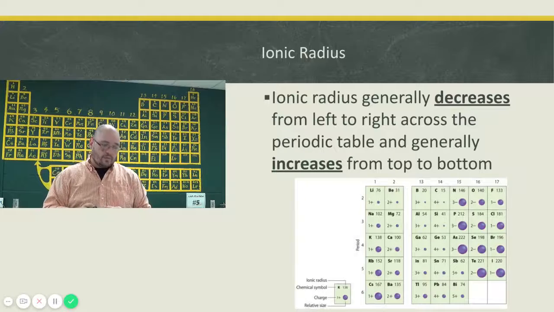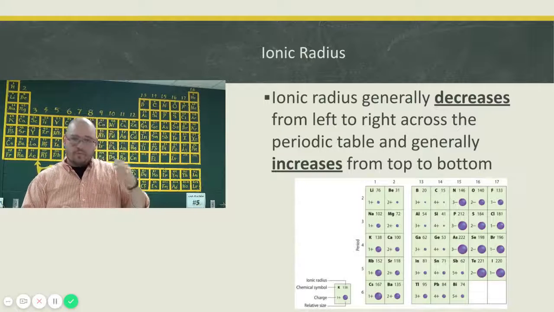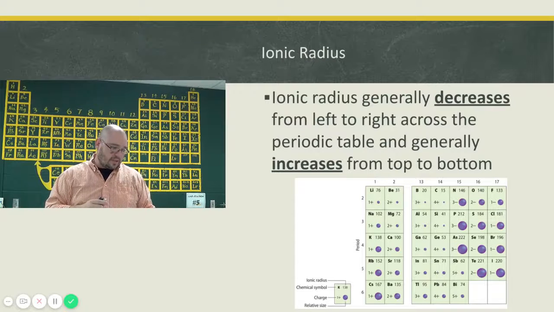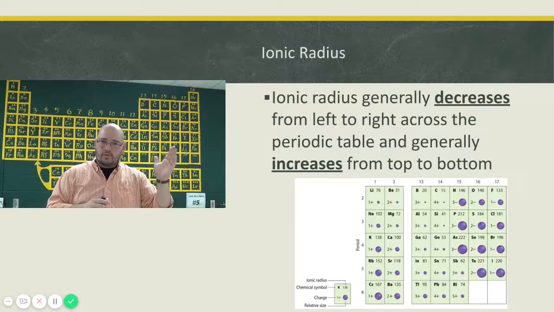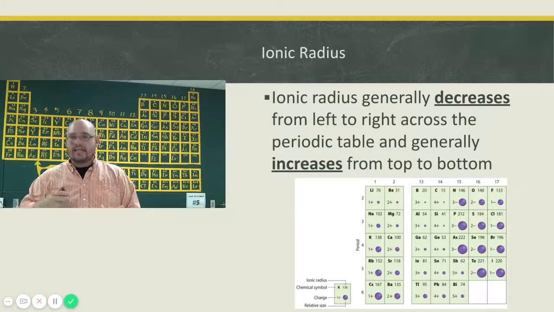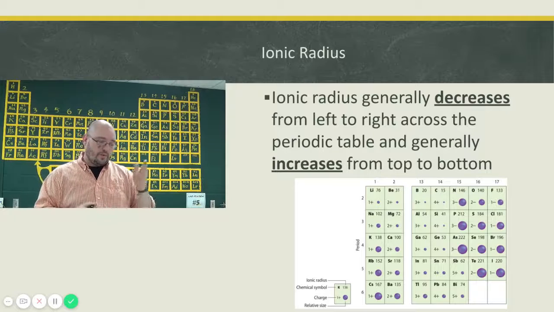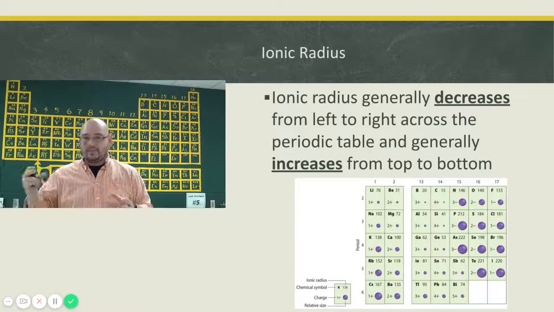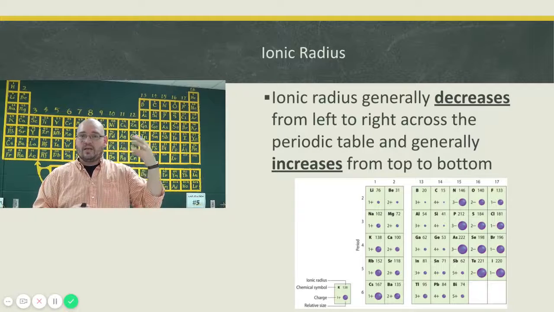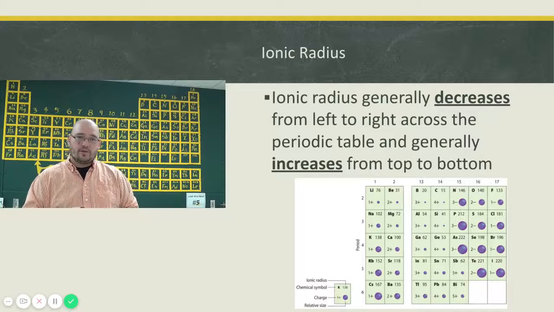All right. You will notice, though, that when you go from column 14 to column 15 over here, the radius jumps up in size. It's because columns 1 through 14 all form positive ions. Once you get past column 14, they start making negative ions. And so there's this big jump. But from 15 over, they still get smaller. So when we say a general trend, yes, it does get bigger from 14 to 15, but it still generally goes smaller as you go left to right.